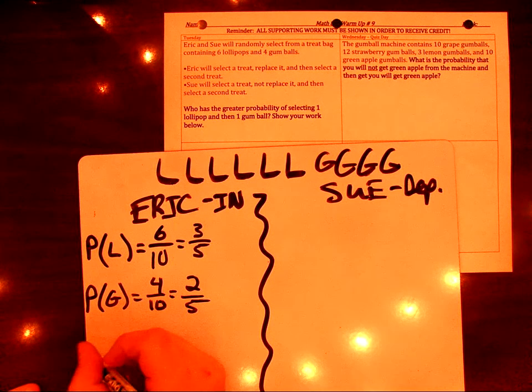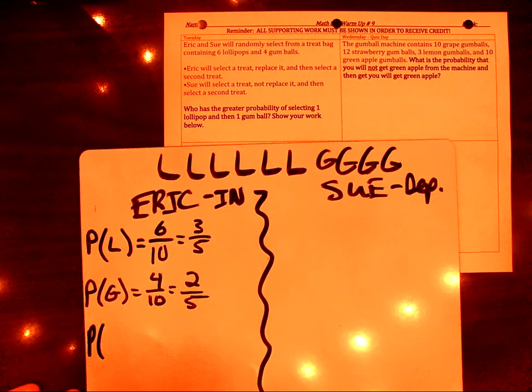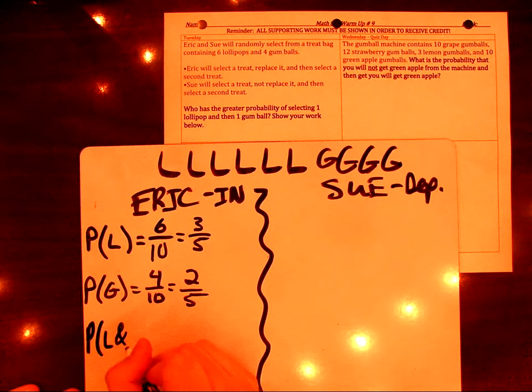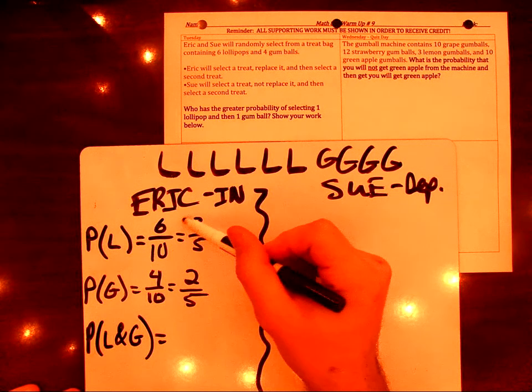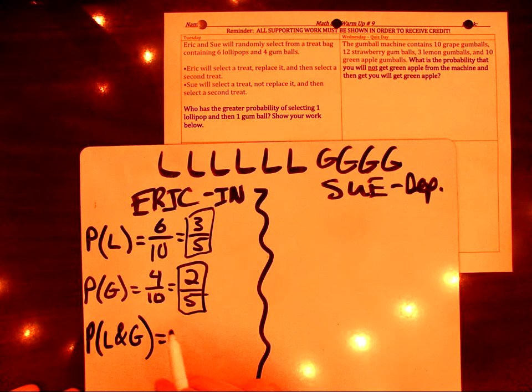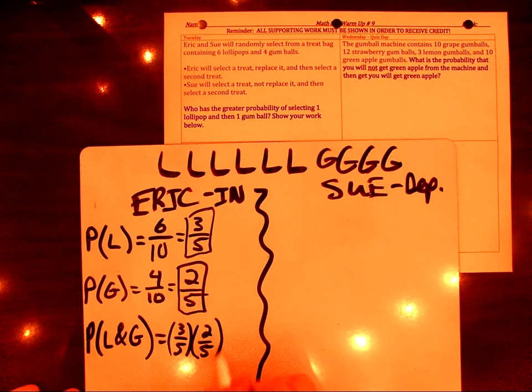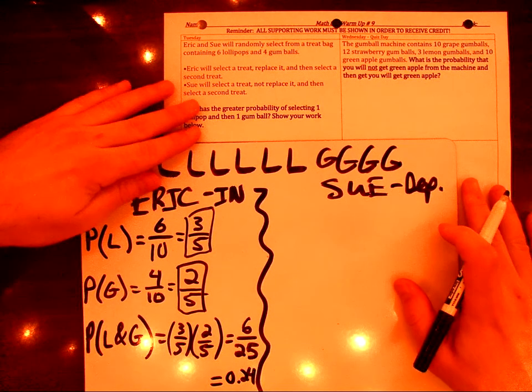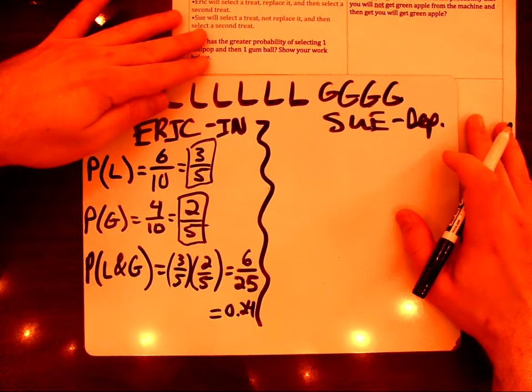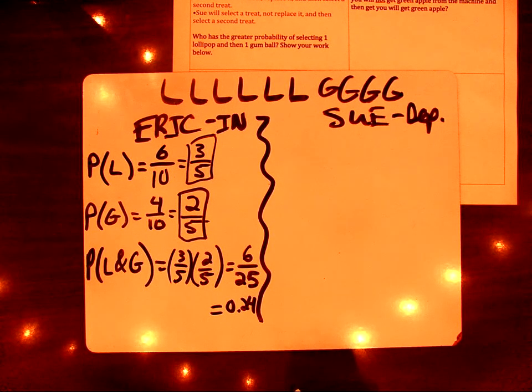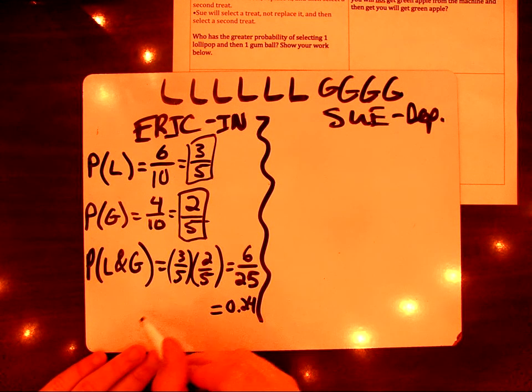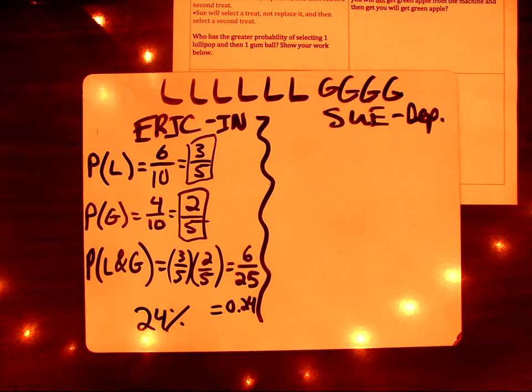As always, make sure you multiply them together. The probability of picking a lollipop and a gumball is these 2 probabilities multiplied together. So we have 3 over 5 times 2 over 5, which gives us 6 over 25, which is the same thing as 0.24. Let me move this up a little bit. There we go, 0.24, and we can also write that as a percent so it's easier to see, 24%. So that was Eric.